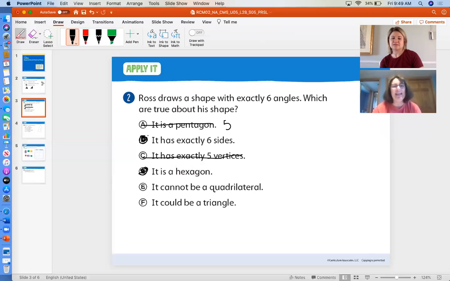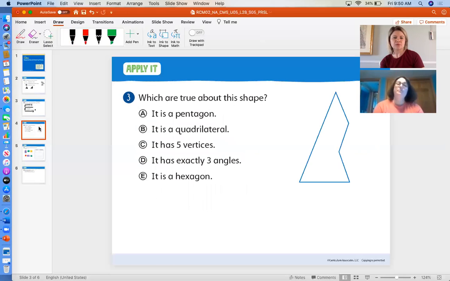Yes. It cannot be a quadrilateral. Remember, quadrilateral has how many sides? 4, right? So that's true. It cannot be one. If it said it could be a quadrilateral, you'd cross it out, but it says it cannot be a quadrilateral. So that is true. Yep. And it could be a triangle. Nope, because we know a triangle only has 3 sides. That wasn't too bad.